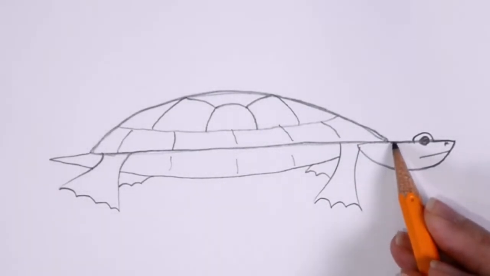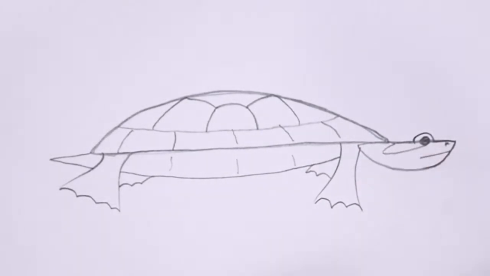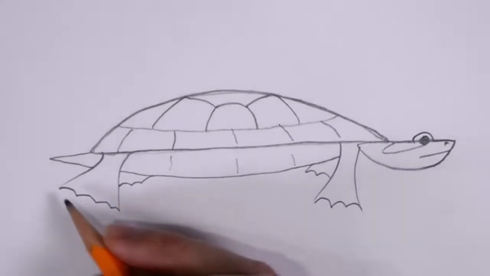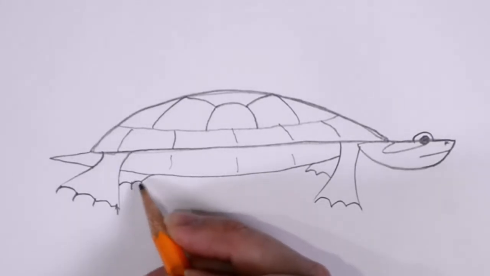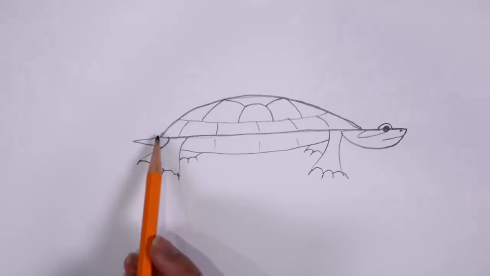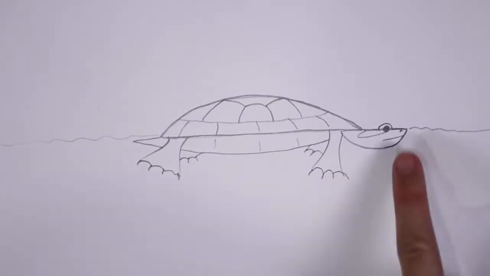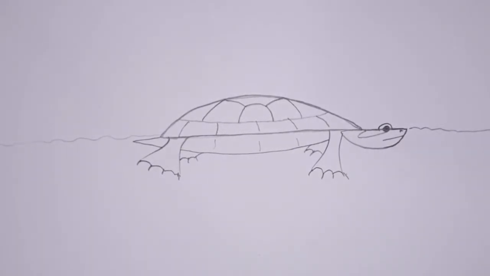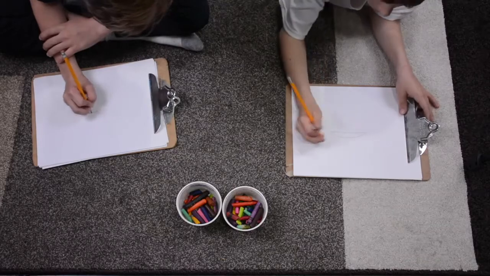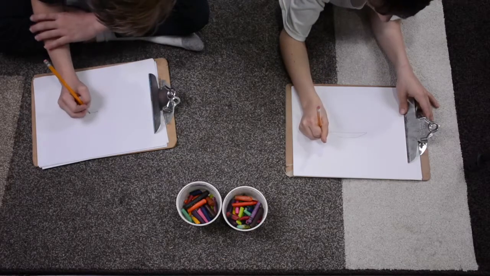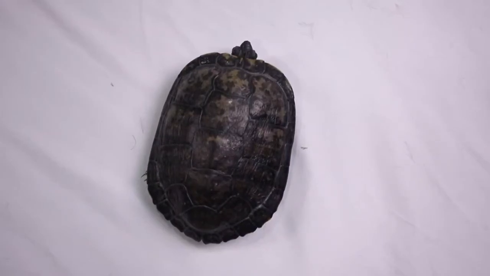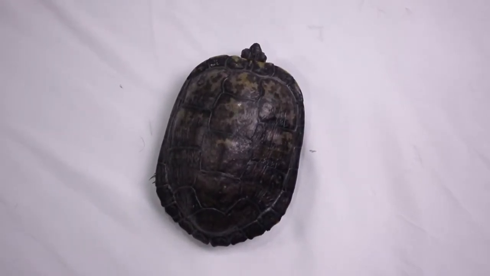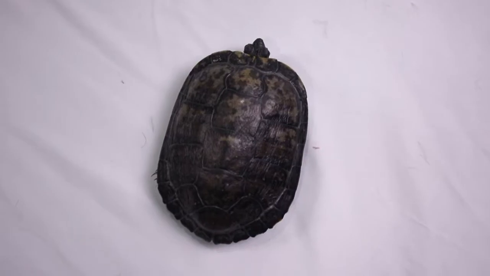Since I'm not using color, I am going to draw in that little stripe behind his eye. Lastly, I add lines on the end of the feet to represent those claws. And it feels good to add some squiggly water lines. The boys are doing a great job working on their turtles. While they work, let's take a look at the animal from above.